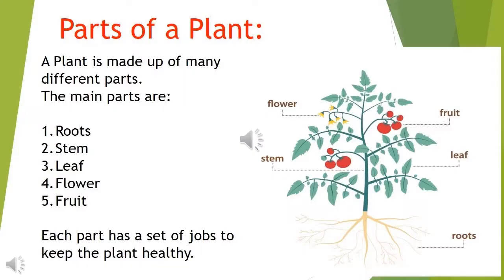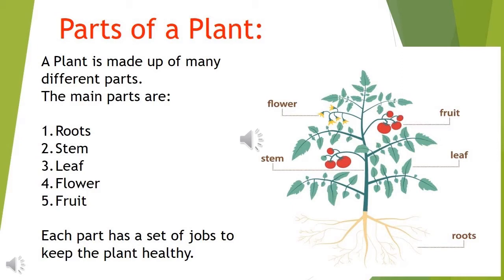A plant is made up of many different parts. It has roots, leaves, stem, flower, fruit, and seeds. All these things together make up a plant. So these are the major parts of the plant. We will be studying about them one by one today. We will understand what their job is, what they do to make things go better for us and to make a plant healthy.